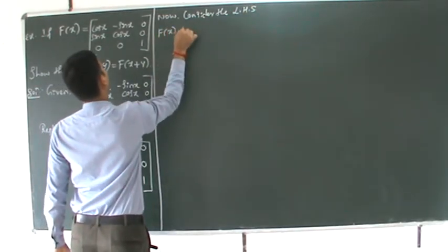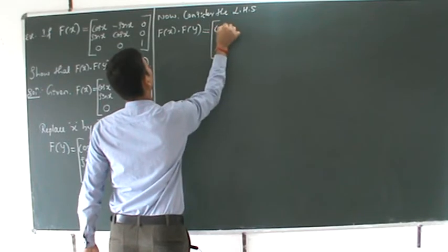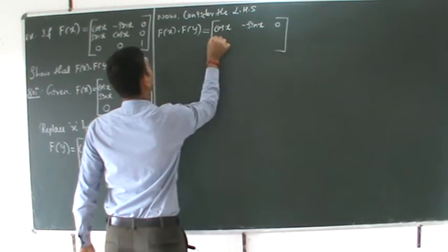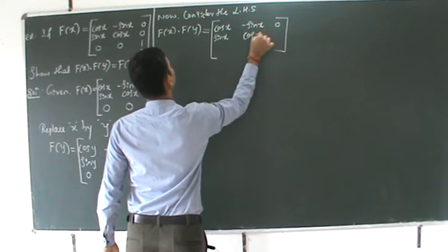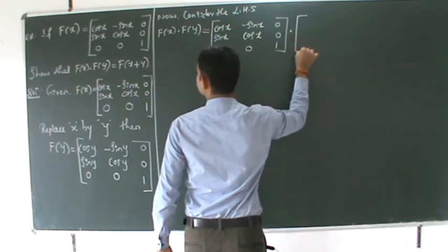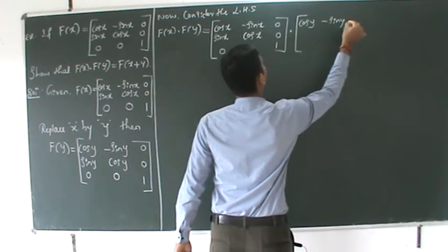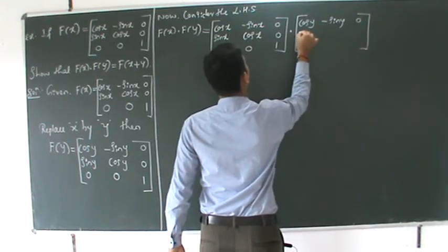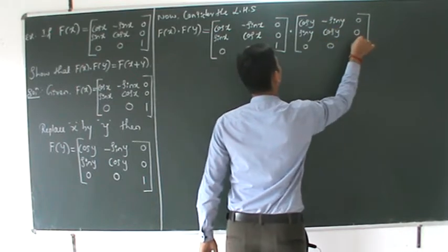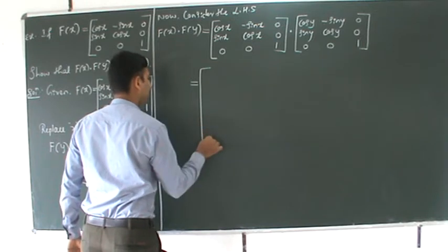f of x into f of y, which is nothing but, you write the f of x value, that is cos x minus sin x 0, sin x cos x 0, 0 0 1, into f of y, cos y minus sin y 0, sin y cos y 0, 0 0 1, which is equal to, then multiplication.